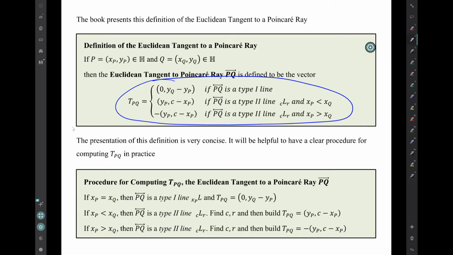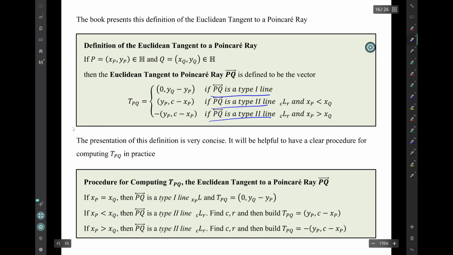But it will be helpful to have a clear procedure for computing TPQ in practice. Notice the first thing you have to decide is what kind of line you're dealing with. And the way that you do that is by scrutinizing the relationship between the x-coordinates of point P and point Q. So I have put together a procedure where you start by scrutinizing those x-coordinates and then go from there. So here's my procedure for computing that Euclidean tangent to a Poincaré ray, PQ.